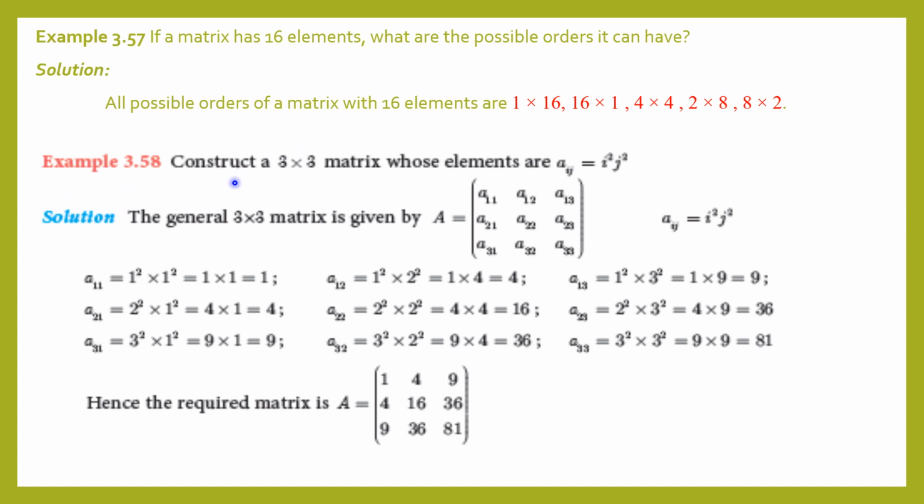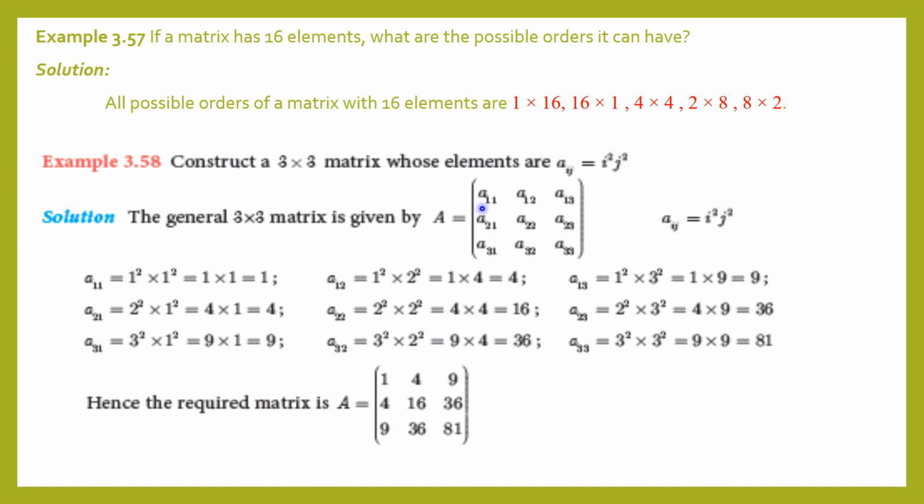3.58. Construct a 3 cross 3 matrix whose elements are Aij equal to i square j square. Here there is no sign between i square and j square, so I have to consider that as a multiplication. Constructing a 3 cross 3 matrix means A11 is first row, first column, then the element in first row, second column, and first row, third column. So we have to write 3 rows and 3 columns like this with the row number and column number.